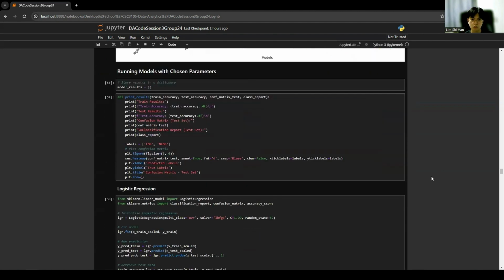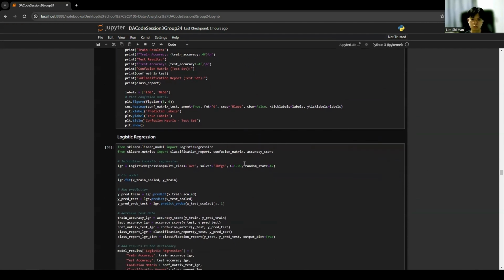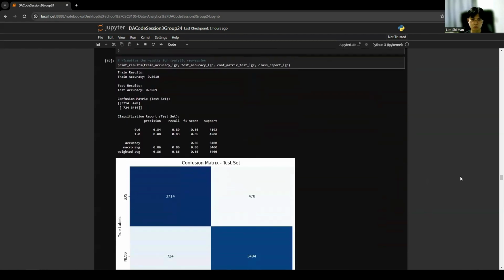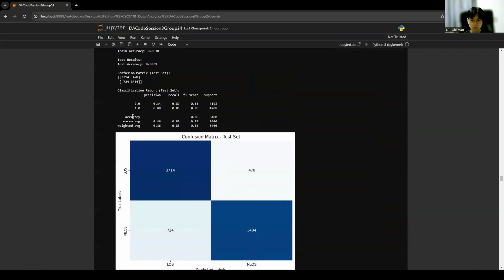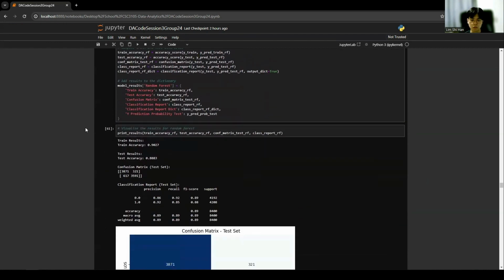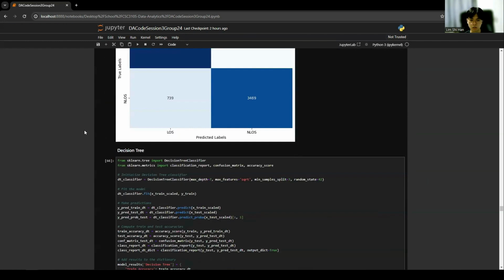After that, we ran our chosen parameters. For example, for logistic regression, we found that 1.09 was the best coefficient to use. So we plugged that into our models and ran the results. We printed out the confusion matrix as well as the train accuracy and test accuracy. Using this later, we'll be able to identify the best model to use. We did this for all of our algorithms.